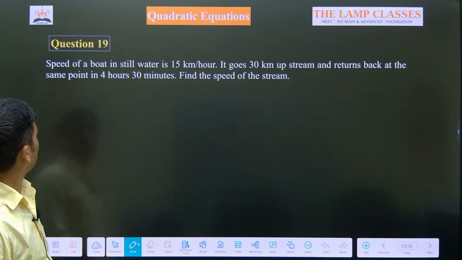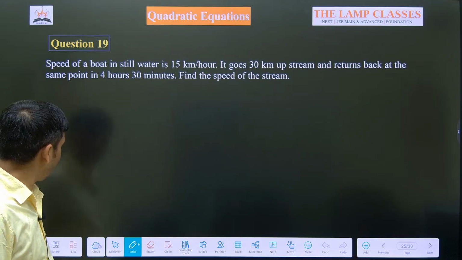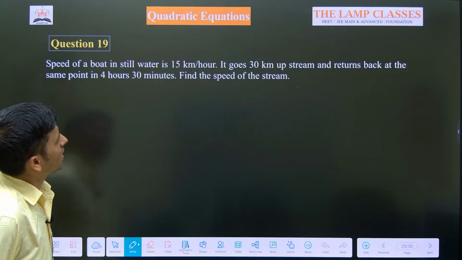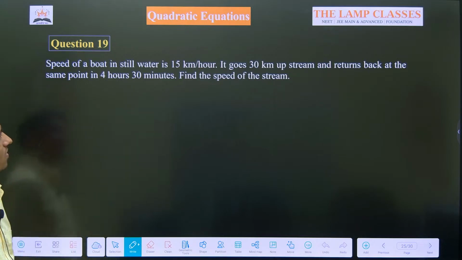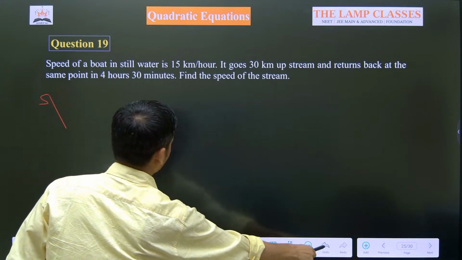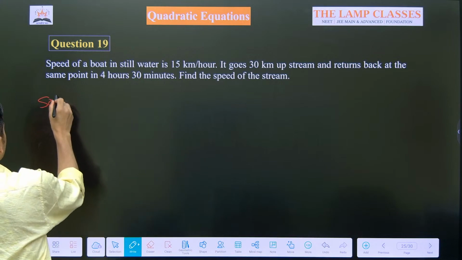The speed of the boat in still water, this time it's given 15 km per hour. It goes 30 kilometer upstream and returns back to the same point in 4 hours and 30 minutes. Find the speed of the stream, right? So to solve it, let's frame the equation.